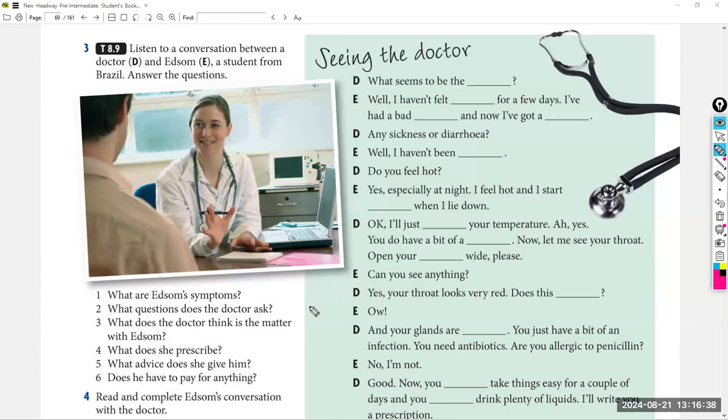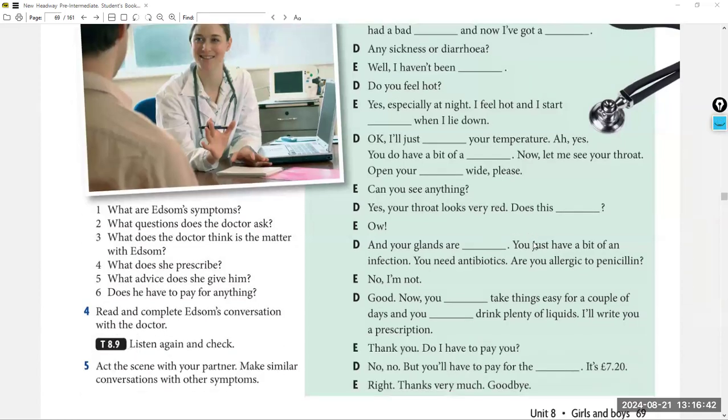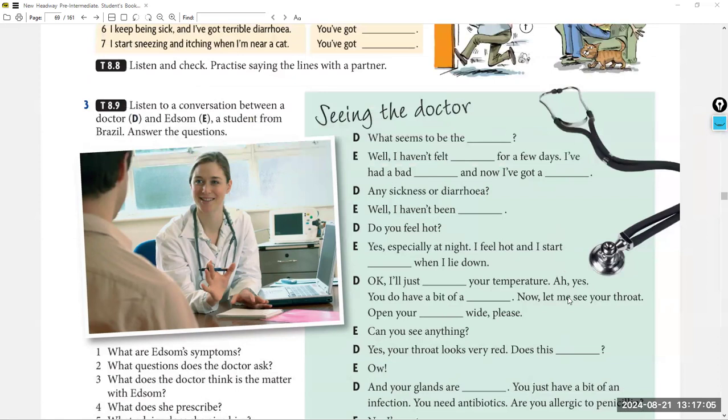So this is it. Now, I hope that your answers are correct. It's not the end because, guys, we have to read and complete Itsum's conversation with the doctor. I'm going to give you 1 minute just to write the missing words in the conversation that is written here. And after that, we have to listen to the recording again just to check if you wrote the correct answers.